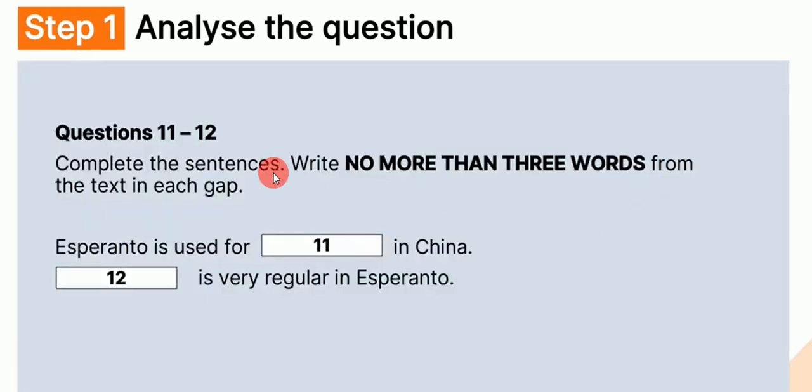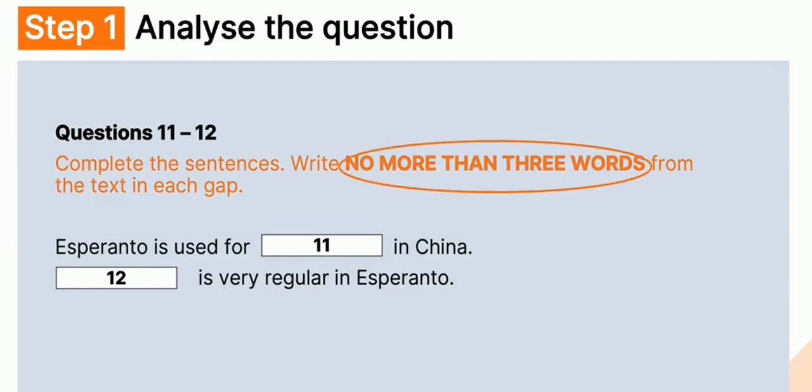Let's have a look at an example question. As with other completion question types where you need to select words from the text, it is important to pay close attention to the instructions. These will tell you how many words you need to use. For example, for the questions that you see now, you must use no more than 3 words.